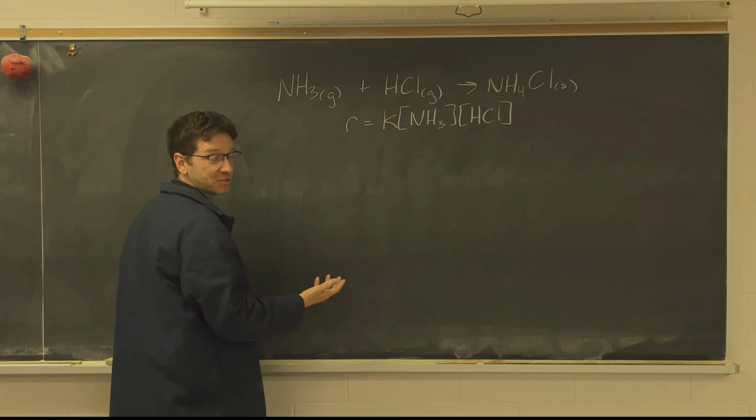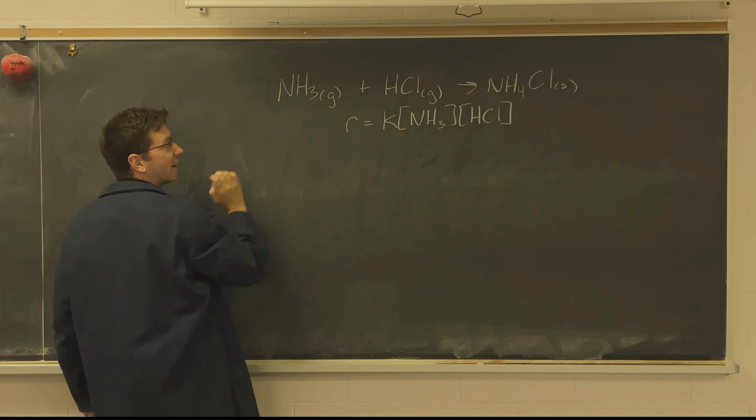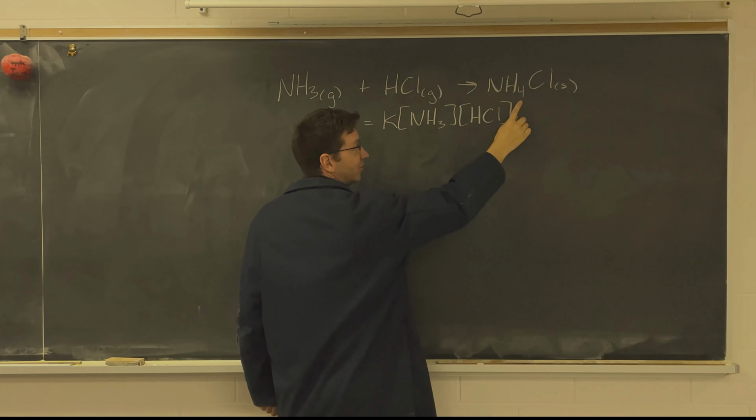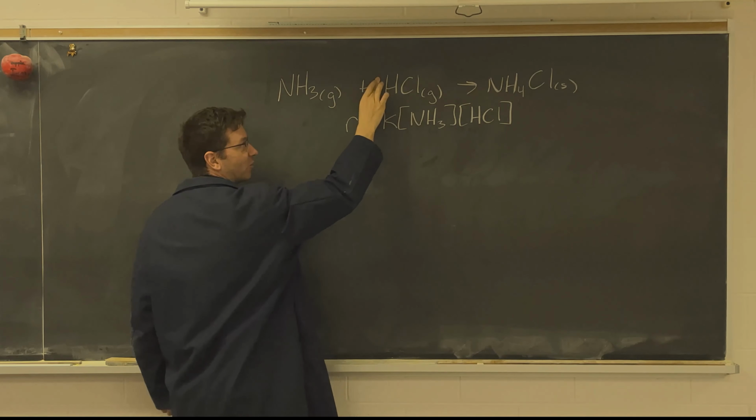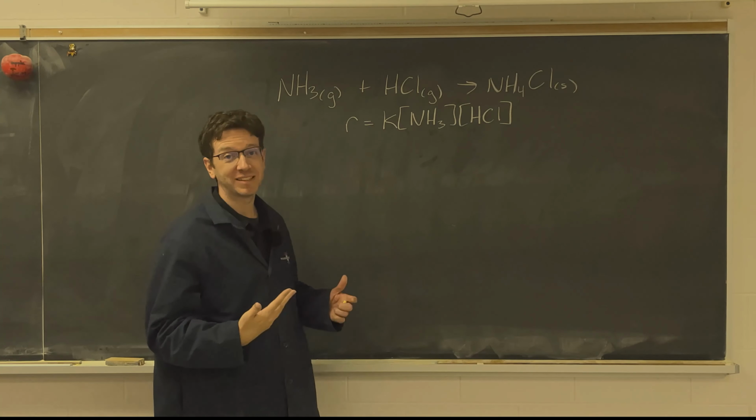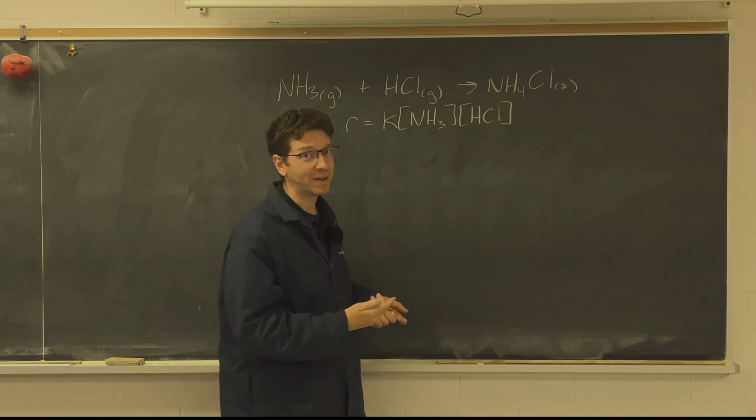So how do I know it follows the rate law? Well, you have ammonia to the power of 1. So we have our 1 coefficient in front of ammonia. We have hydrogen chloride to the power of 1. We have our 1 coefficient there. So it matches the rate law. No mechanism is necessary. Well, let's look at another example where we do need a mechanism.